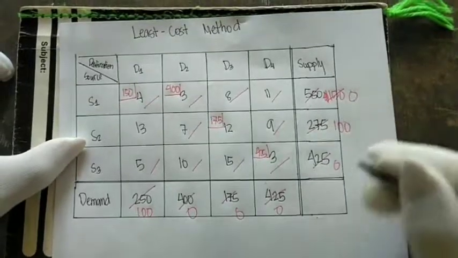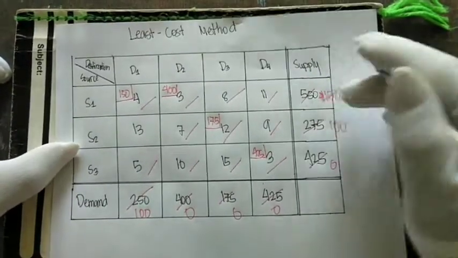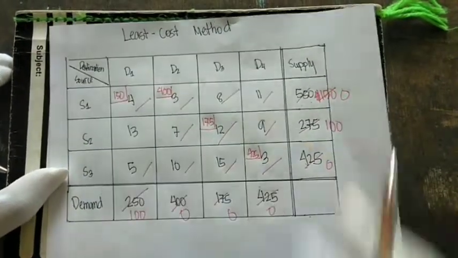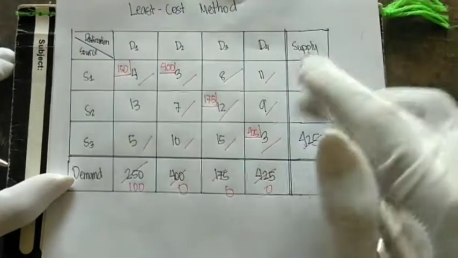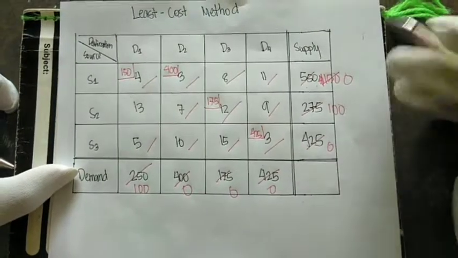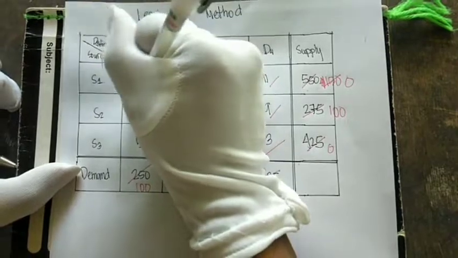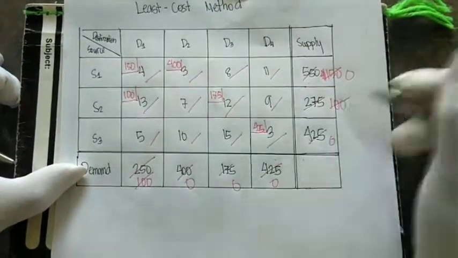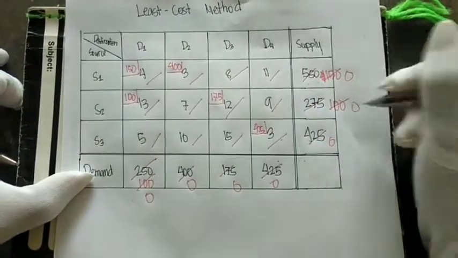So next, cancel this column. Next, the last cell, which has 13. Since we have satisfied this demand and supply, the remaining value of this demand is 100 and the supply is 100. So we will put this 100 in this cell. This will be cancelled out, and subtracting this 100 remaining, it will be 0 now.